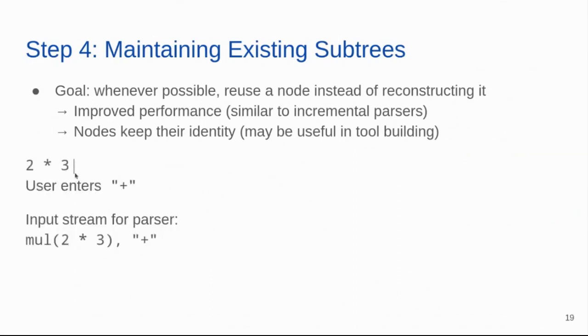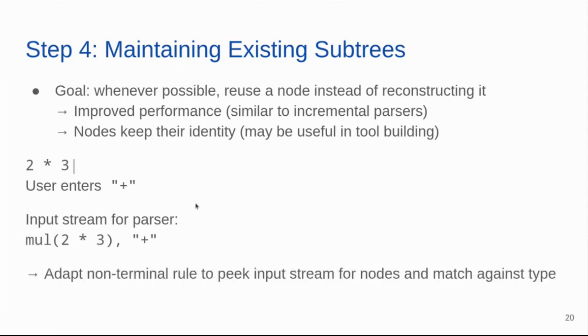So what does this look like? Well, if we have the cursor of the user here behind this multiplication expression, and the user enters a plus sign, the input that we're feeding to the parser is this existing AST node, multiplication 2 times 3, not as a string, but literally as the node, and adding the plus as a string input. So the only change that we need to do for this is to adapt the way that our non-terminals are processed. If they see that the next thing that is in the input stream is a symbol, it tries to match its type, and if they match, it just literally takes that existing subtree and puts a reference of it into the output. And otherwise, it just continues expanding its tree normally.